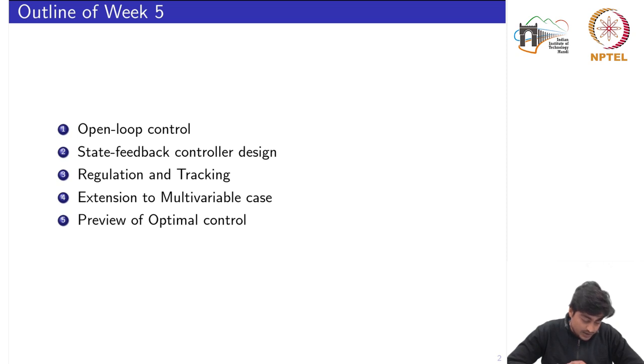The first three parts we would be discussing in the single variable case, meaning we would have a single input. Whatever results we obtain for the first three points, we would extend to the multivariable case as well. The last submodule is where we discuss the optimal control problem. We would see only a preview of how the optimal control problem can be formulated in our general framework of defining a control problem.